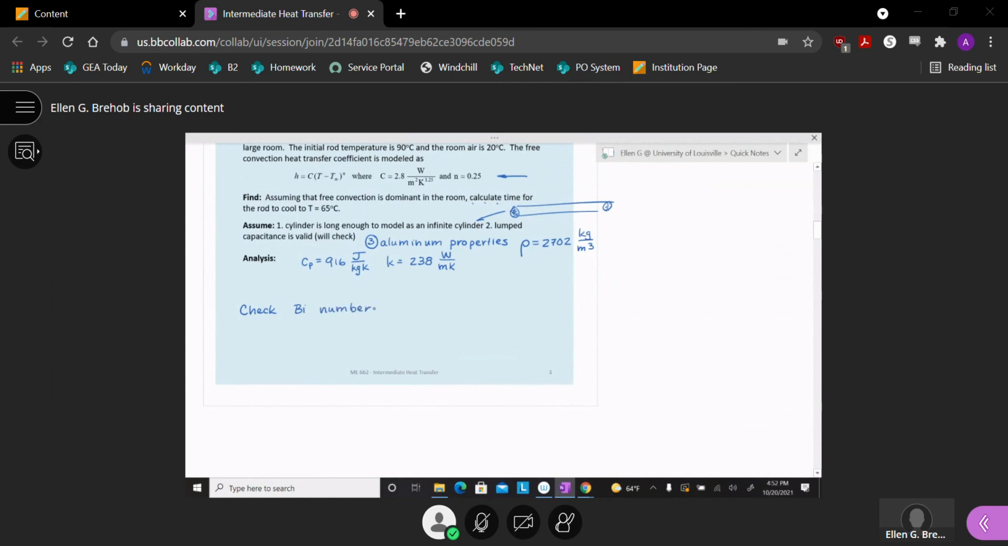We're going to start by seeing if lumped capacitance is valid. And ultimately, we aren't always going to have lumped capacitance because we're heading towards maybe one more problem where lumped capacitance is not valid.